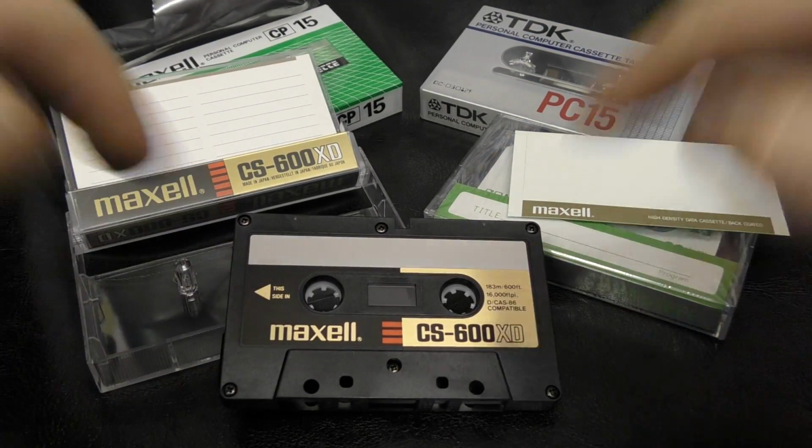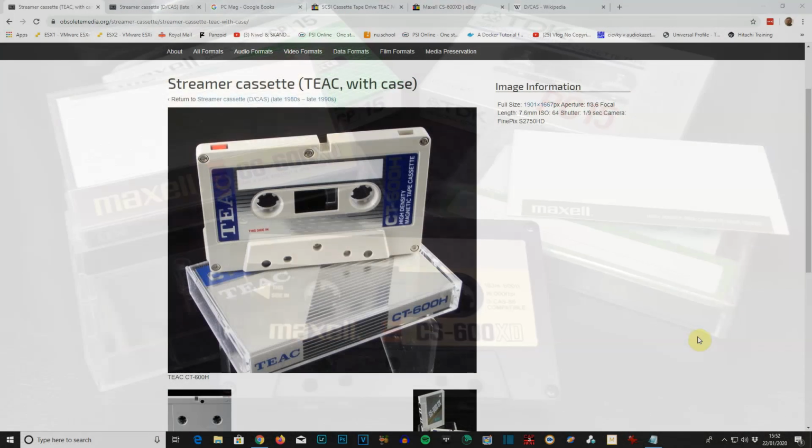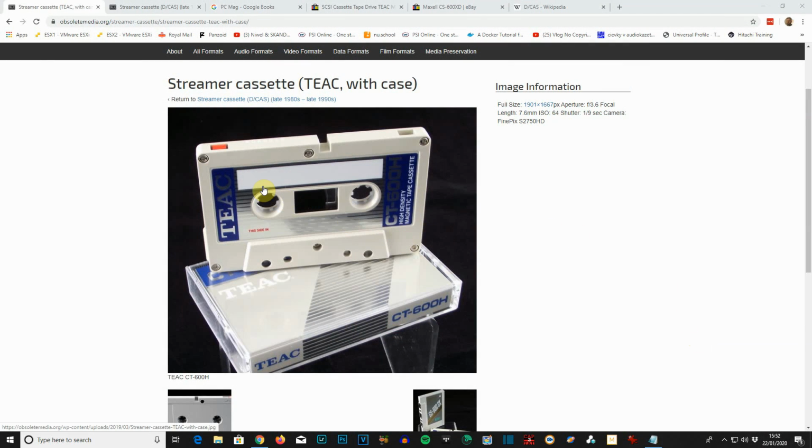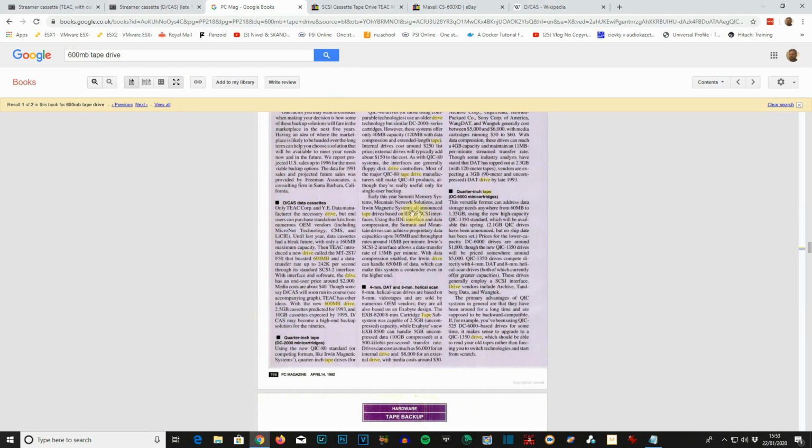So I did a bit of research, and let's see what I found out about these. So here is a Teac streaming cassette, and like the Maxell, you've got the write protect tab there and the open tab there and the little notch in the middle. Quite an attractive cassette. I mean, if that was available as a blank, it's like, yeah, that's a nice attractive cassette. But Teac's important when it comes to this, because if we look at this excerpt from PC Magazine from April 1992, it says that only Teac Corp and YE Data manufacture the necessary drive. That's a typo by them. It's not me getting tongue-tied.